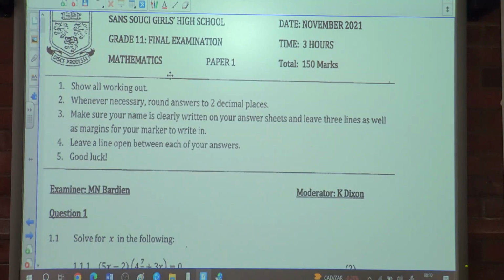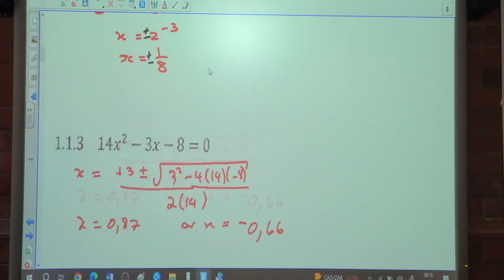Okay, good morning class. So today we're looking at paper 1, the grade 11 exam of 2021.